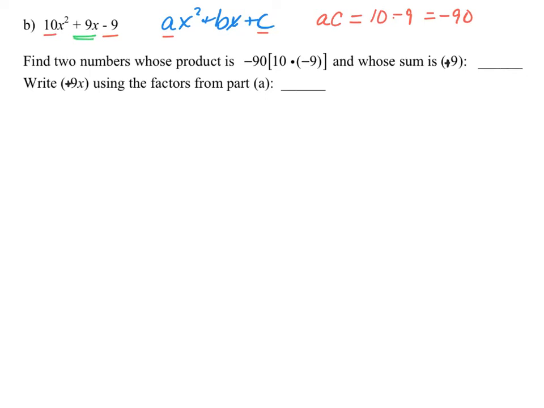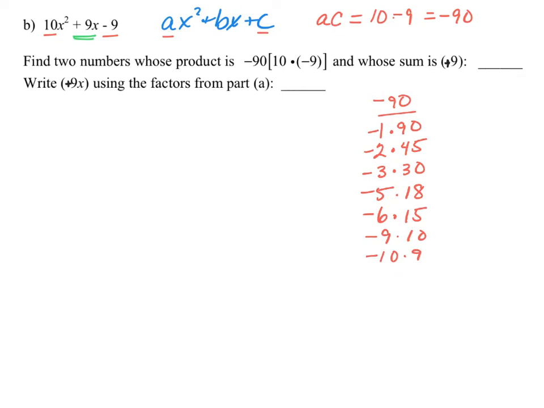So our factors of negative 90 are negative 1 times 90, negative 2 times 45, negative 3 times 30, negative 5 times 18, negative 6 times 15, negative 9 times 10, negative 10 times positive 9, negative 15 times 6, negative 18 times 5, negative 30 times 3, negative 45 times 2, and negative 90 times 1.